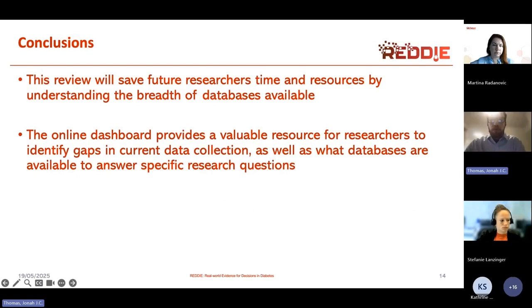So overall, we hope this review will save future researchers time and resources by understanding the breadth of databases available. The online dashboard, we hope, provides a valuable resource which identifies the potential gaps in the current data collection, as well as what is available to answer individuals' specific research questions.